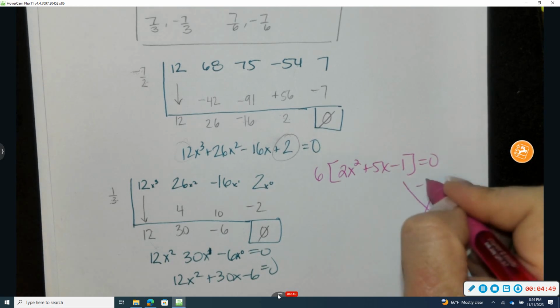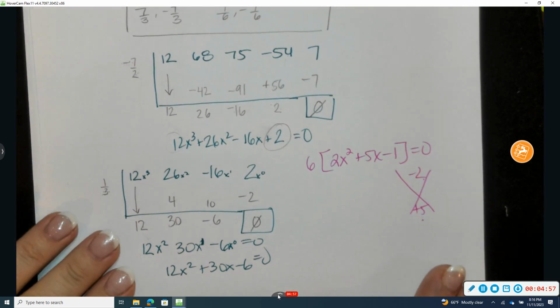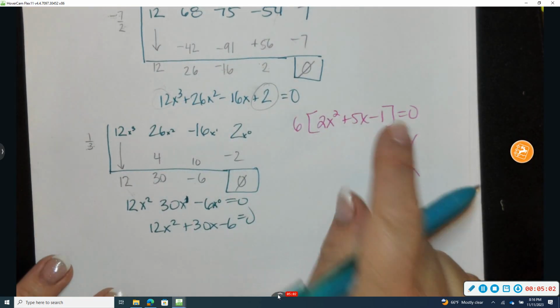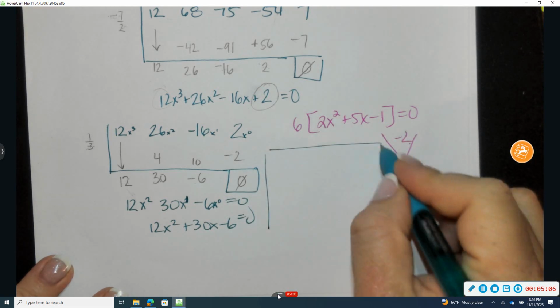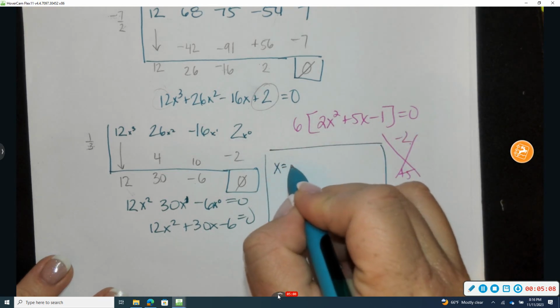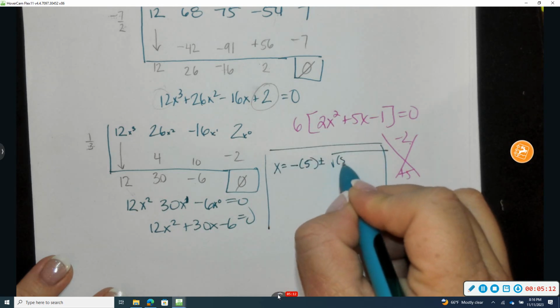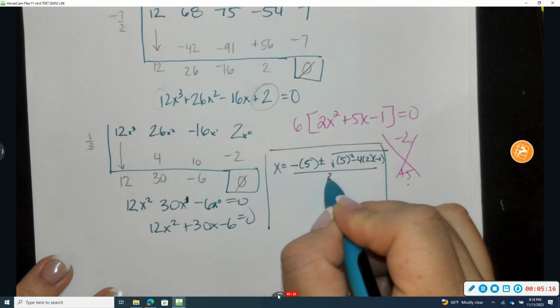I attempt to factor, and I can see there's no two numbers that multiply to give us negative 2 and combine to give us 5. So what do we do at this point? Well, when it's not factorable and we're working with a quadratic equation, we're going to go back to the quadratic formula. So I'm going to make some room here. I have x equals negative b plus or minus the square root of b squared minus 4ac, all divided by 2a.